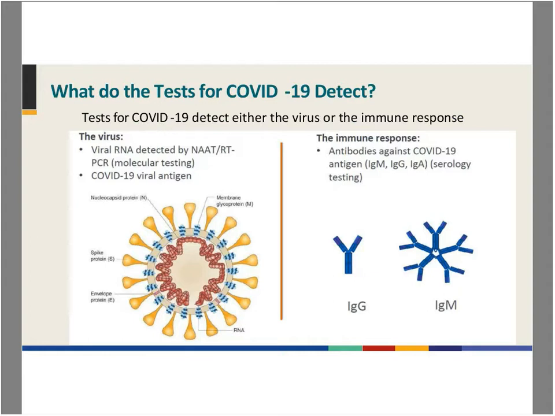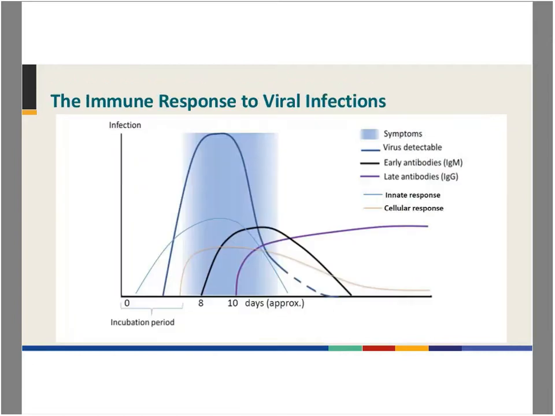So this is just an illustration, again, to look at the 2 basic types of tests: the viral tests that test for parts of the virus, either the viral RNA, which is the genetic material inside the viral cell, or the viral antigens, which are these proteins on the outside of the cell, or the immune response, which is the antibody tests, also known as serological tests.